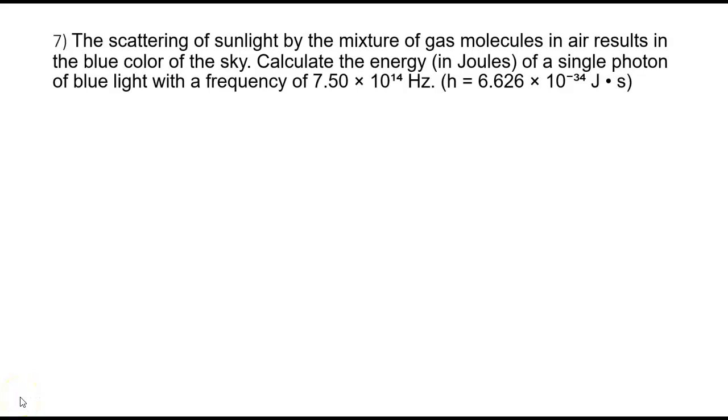Okay, so we are doing the homework questions from Chem 101 for Bohr model, quantum theory, or quantum mechanics, and periodic properties. So this first question is: calculate the energy in joules of a single photon of blue light with a frequency of 7.5 times 10 to the 4th hertz.